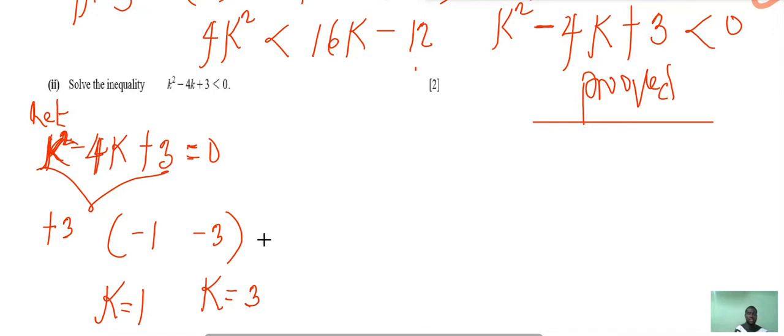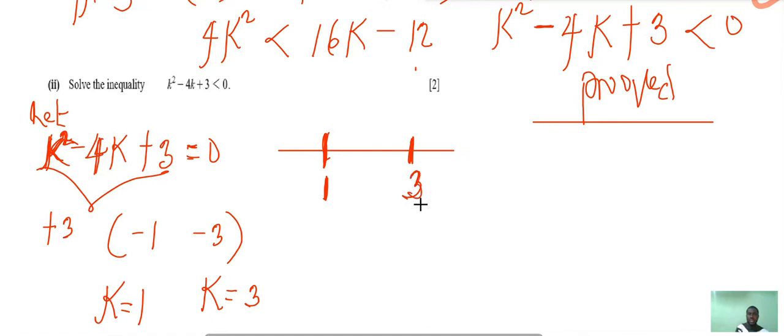So k is 1, k is 3. So quickly I can have a number line. The best is to solve the quadratic any way you understand. But any way you solve it, we will all arrive at the same result for the quadratic. So in order to solve the quadratic inequality now, we need to present the number line. The smaller answer is 1, and the bigger answer is 3.